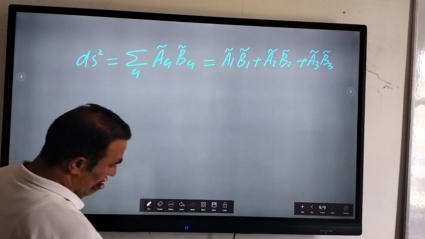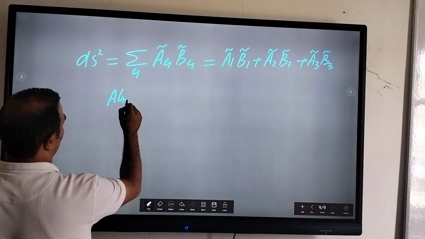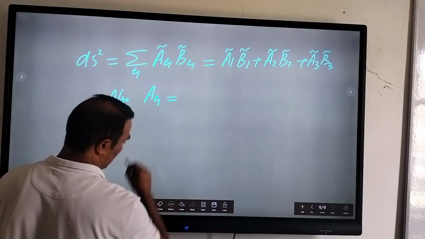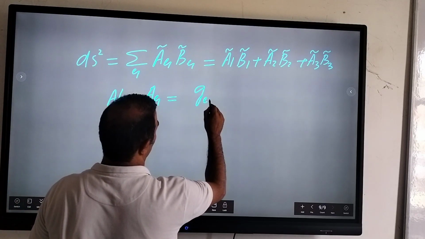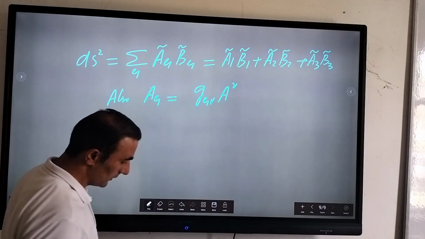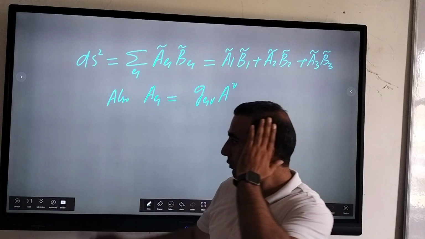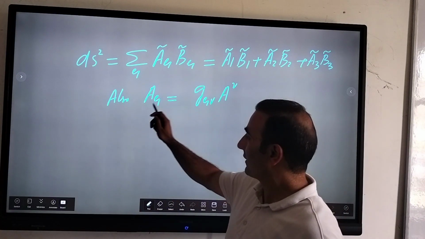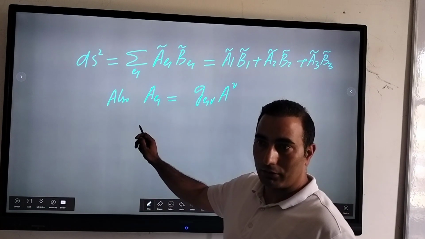Now we can define, also, we can write that a mu as, so this you can write in terms of that. So that means, if you remember, this is how you can write that this is our regular vector and this is our dual vector.